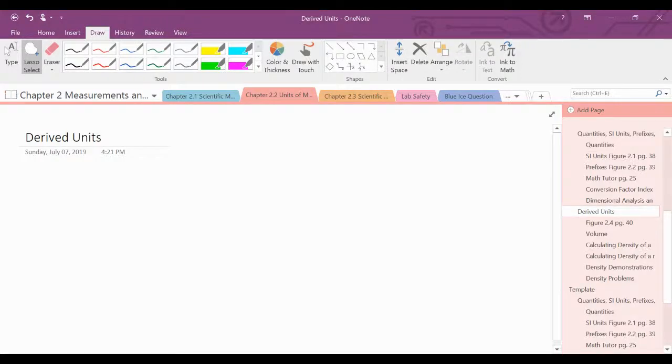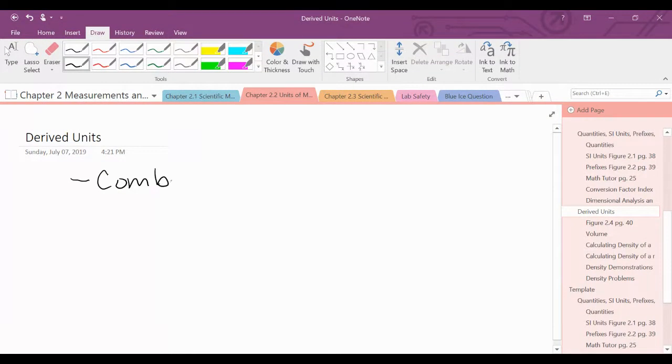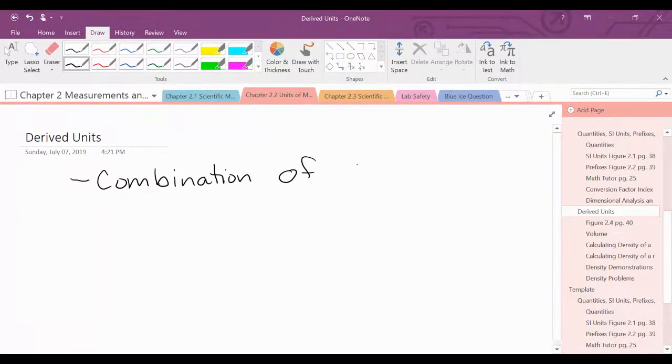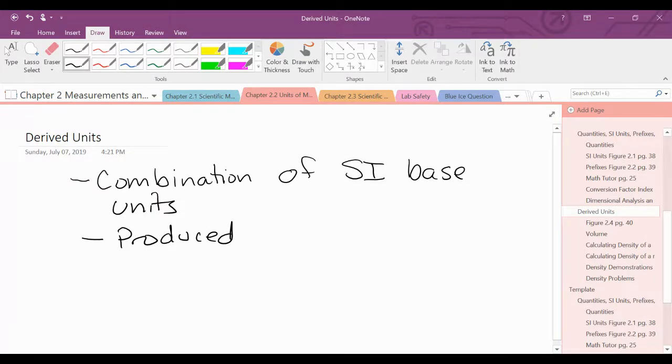Today we're going to talk about derived units. And so let's start with what is a derived unit. It's a combination of SI base units. They're produced by multiplying or dividing these units.